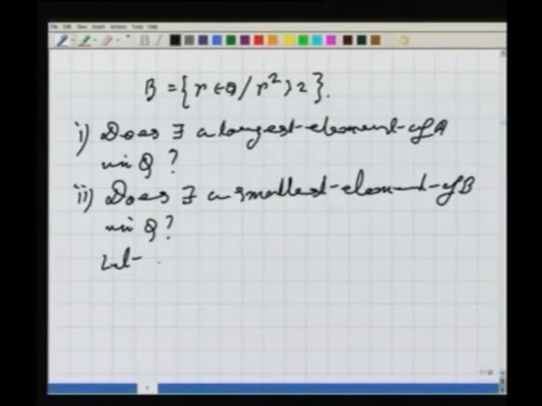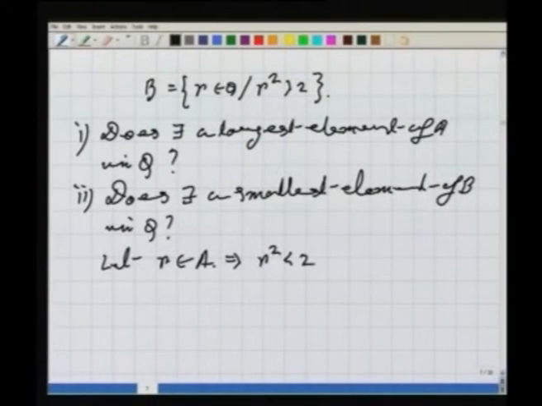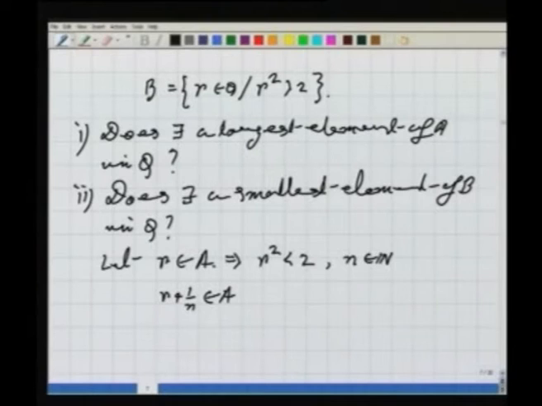Let us start with A. So, let r be an element of A. This implies, by the defining property of the set A, that r square is strictly less than 2. Well, then I choose some natural number n in N and I look at r plus 1 by n. I am trying to say that I can always manufacture a natural number n such that r plus 1 by n still is in A. So, I want to get some such n.